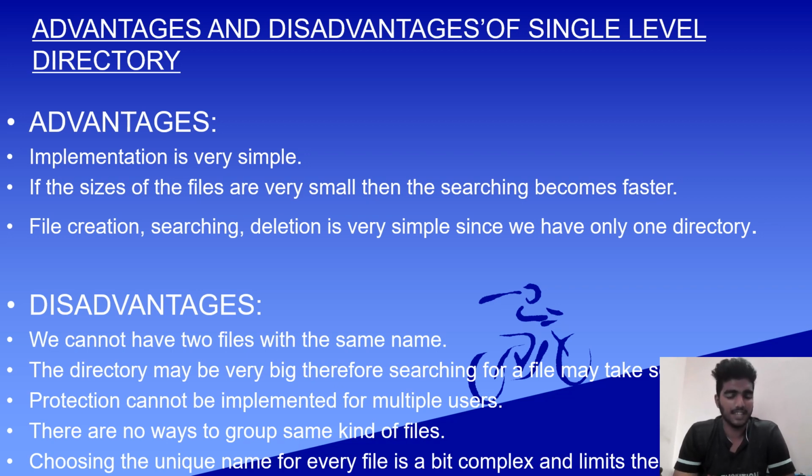So let's discuss the disadvantages. We cannot have two files with the same name. The directory may be very big, therefore searching for a file may take much time. Protection cannot be implemented for multiple users. There is no way to group the same kind of files, so grouping of similar kinds of files is not possible here. Choosing a unique name for every file is a bit complex and limits the number of files in the single level directory.